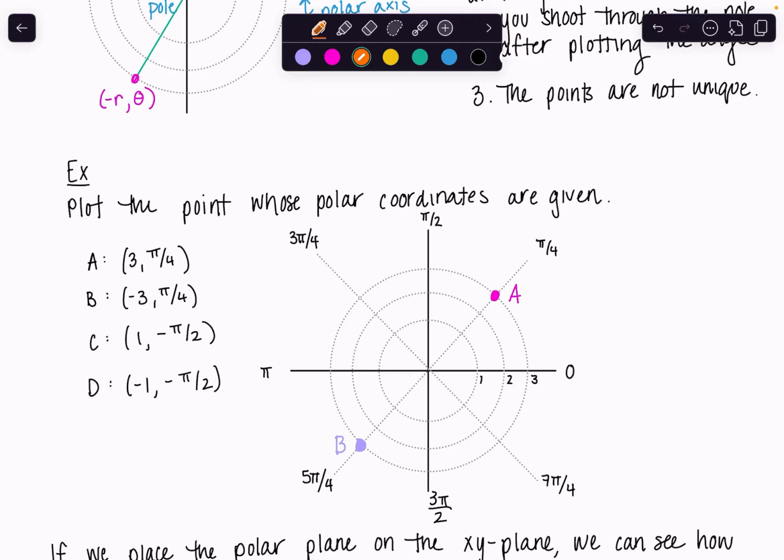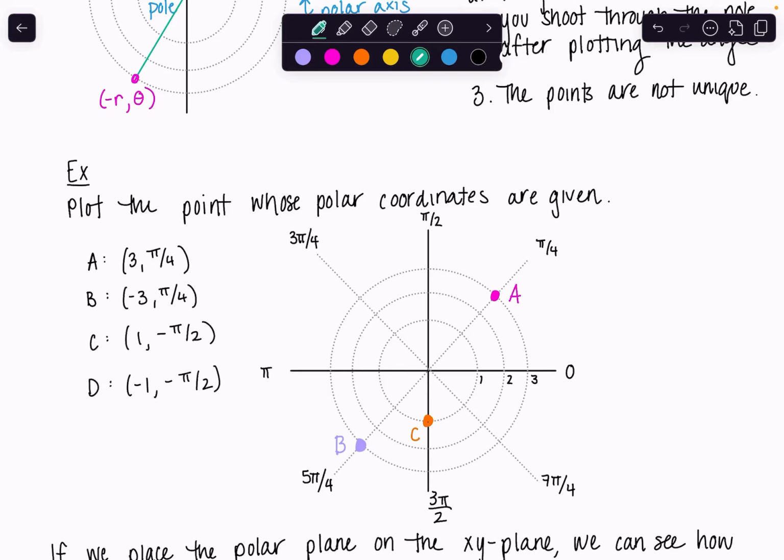For point C, I have a positive radius, but I have a negative angle. So I start at the polar axis, and then I go down pi over 2. So that would land me right here, and I'm on that circle of radius 1. So point C is right here.